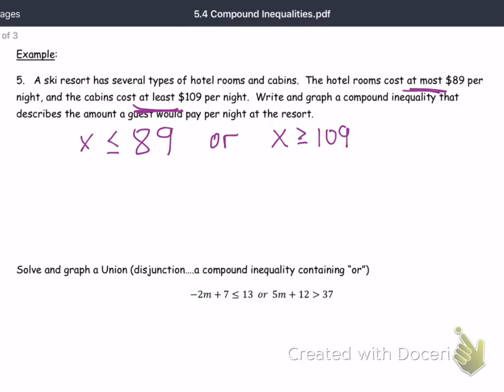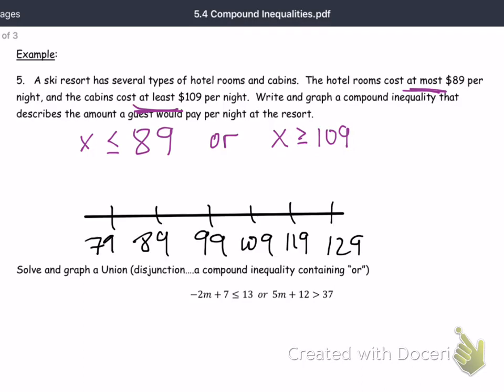And so if we create a graph, we have x is less than or equal to 89, so it's a closed circle, and since it's less than, it's going to go all the way to the left, or x is greater than or equal to 109, so since it's an or statement, it's going to go the opposite way. And so that's where our word problem is.